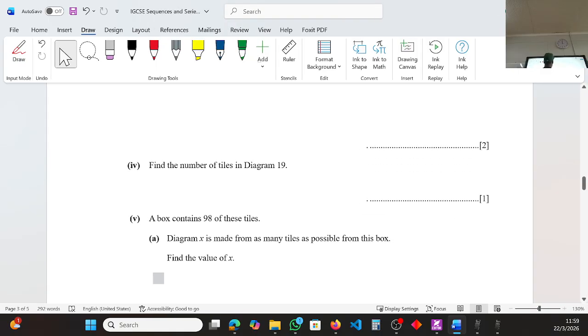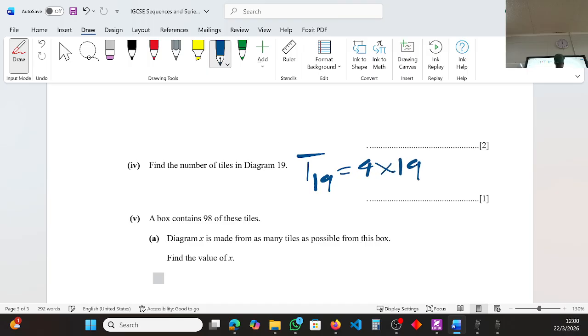Find the number of tiles in diagram 19. So that's using our formula, T19 is going to be equal to 4 multiplied by 19 minus 3. Well, 4 times 20 gives us 80. So it looks like this will give us 76 minus 3. So it looks like it's going to be 73. That will be the number of tiles in diagram 19.